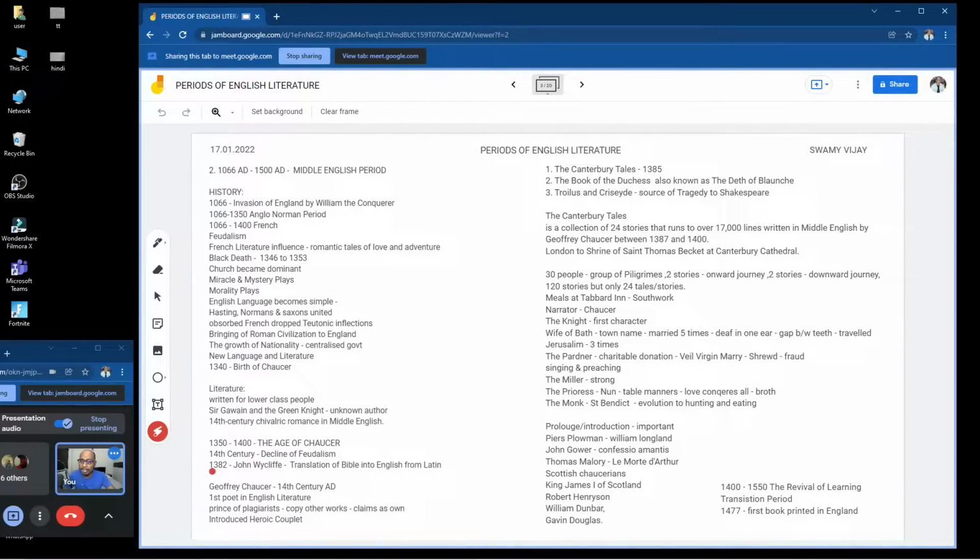And in 1382 John Wycliffe completed the translation of the Bible into English from Latin. And if we discuss Geoffrey Chaucer, he is the first poet in English literature. He is known as the Prince of Plagiarists, that means he copied others' books and claimed them as his own. He also copied from many Greek and Latin works, but he became famous because of the Canterbury Tales, and he introduced the heroic couplet.